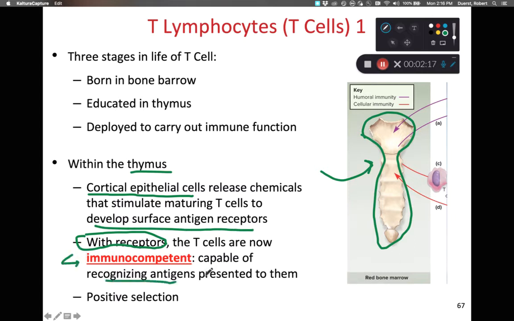They can recognize antigens that are presented to them, and we have a positive selection process, which means we are going to select for ones that don't recognize self-proteins. If they are immunocompetent, they are going to recognize bad antigens and not recognize good antigens. The moment they start recognizing good antigens, or self-antigens, we have a problem. We have an immune-based disease, one of the diseases where our own body starts to attack itself.